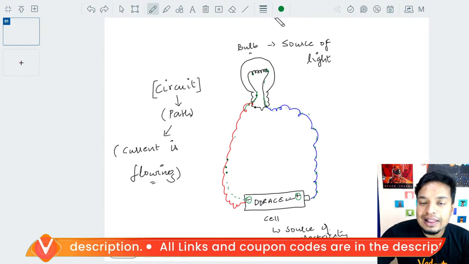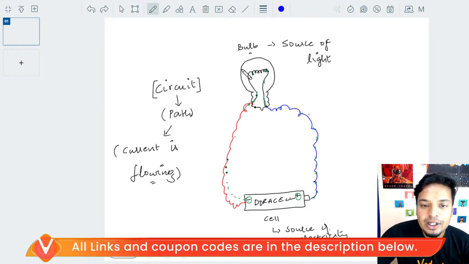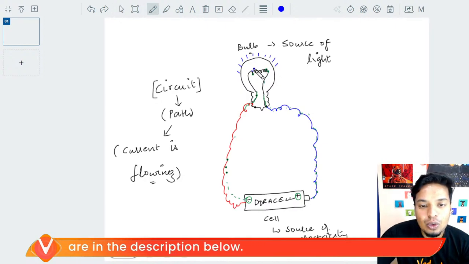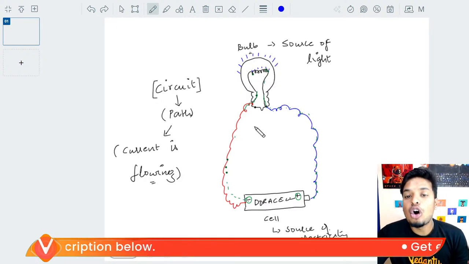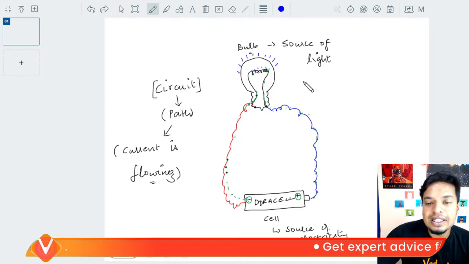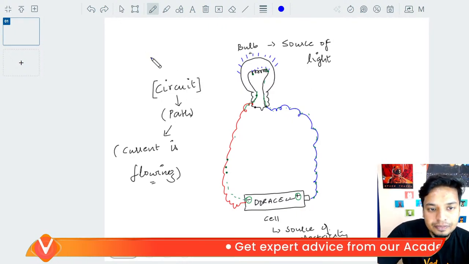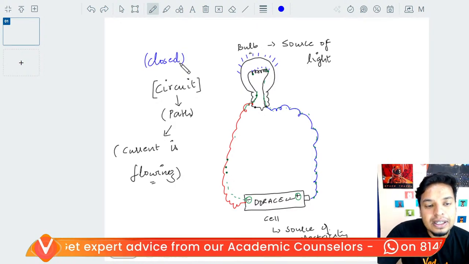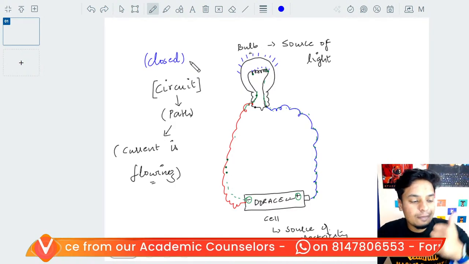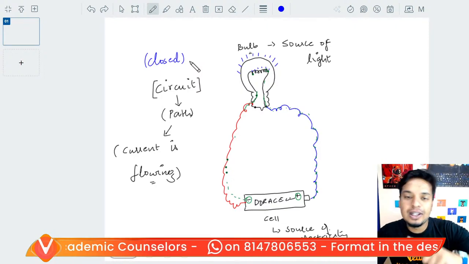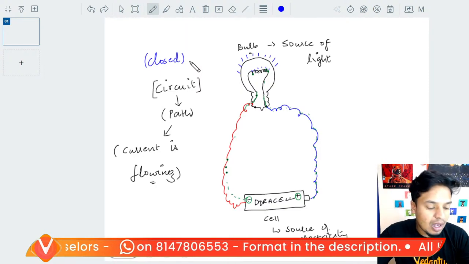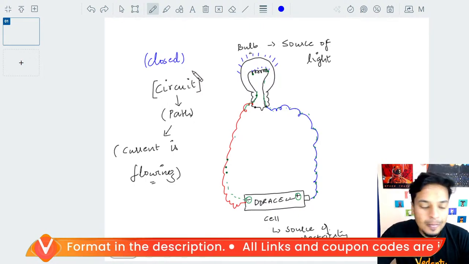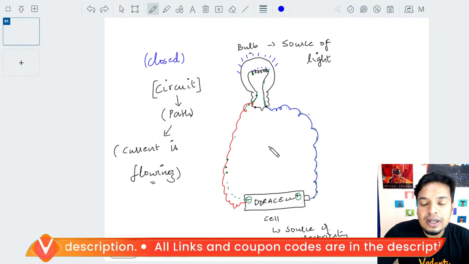So can we tell that the bulb will definitely glow, guys? Because the filament is glowing. Yes, obviously. So can we call this circuit a closed circuit? Closed circuit means the current flows from your positive terminal to the negative terminal completely. It's a closed circuit. So we have a closed circuit.